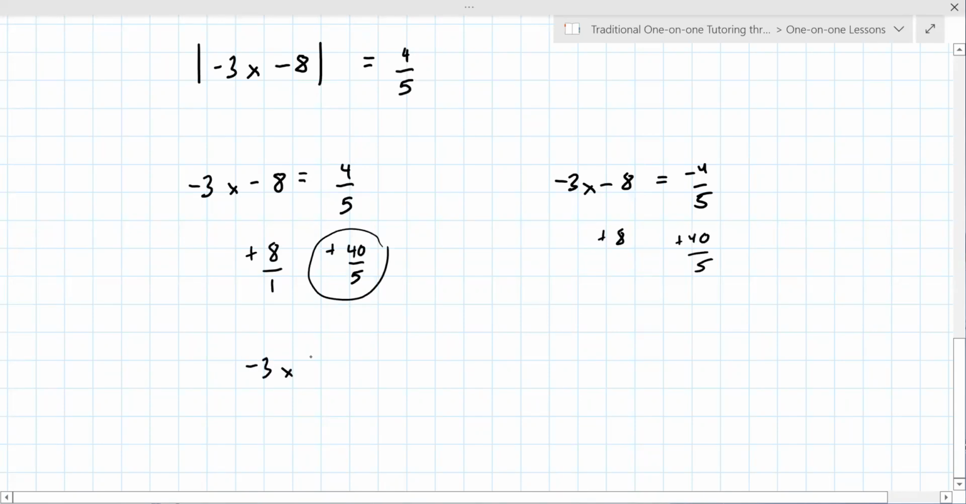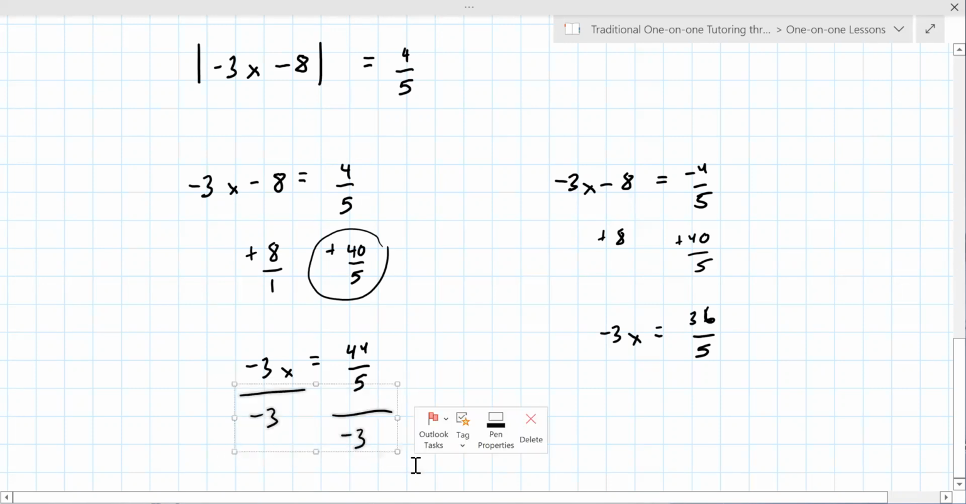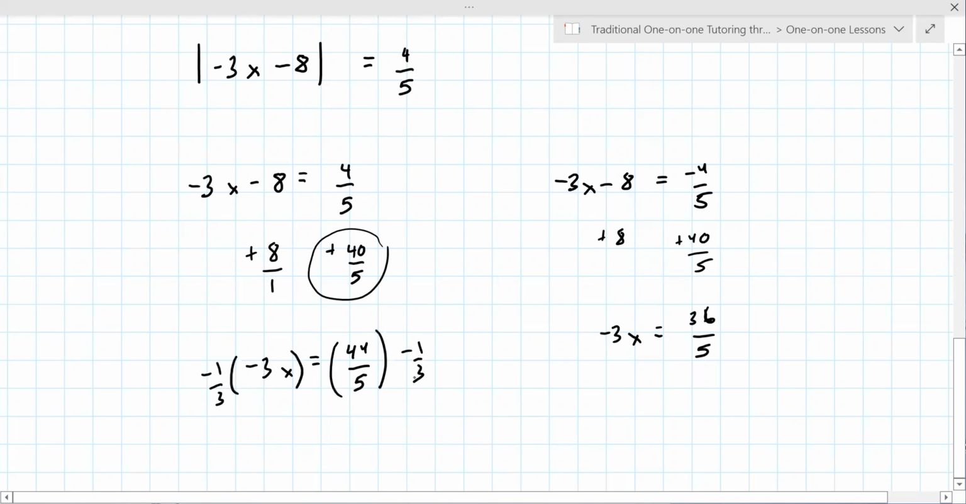So you got negative 3x equals 44 over 5. Negative 3x equals 36 over 5. And again, okay, you can divide by negative 3, but then you got fractions. And that's usually not a good idea. So and again, this is different than like classroom math. You have to look for the faster way of doing it. So you multiply by negative 1/3, negative 44 over 15.